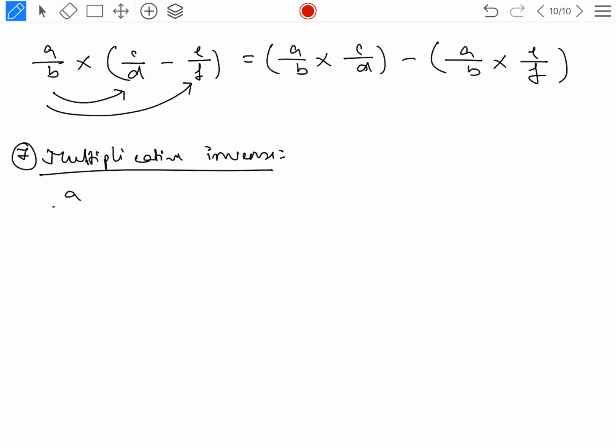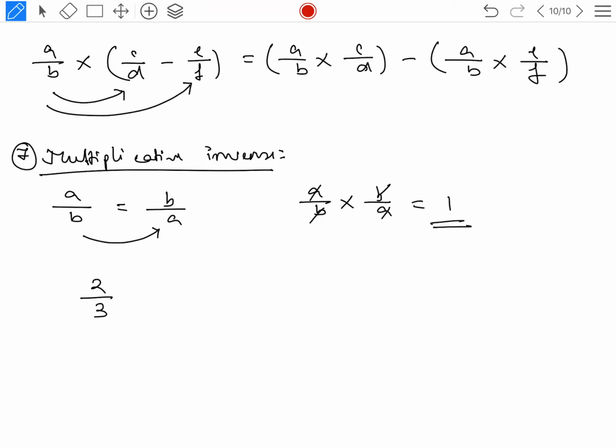How? So according to this property, if a by b is a rational number, then the multiplicative inverse of a by b will be b by a. That means similar to the concept of reciprocal of a fraction. Okay, so this b by a is the multiplicative inverse of a by b. Why? Such that if we multiply them both, the result that we'll get is 1, because b and b can be cancelled and a and a can be cancelled. So we will get the result as 1.